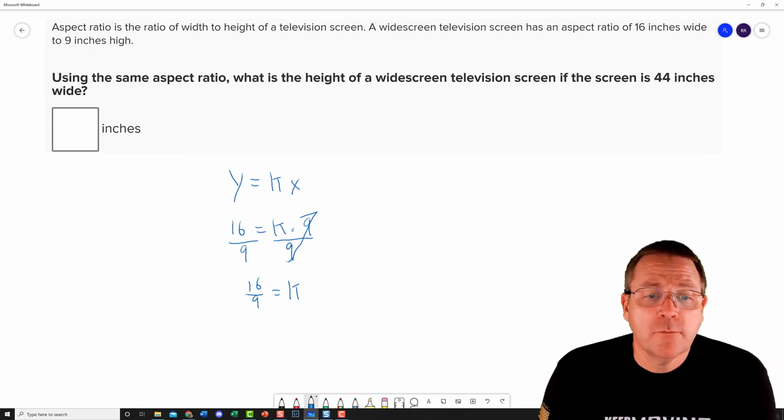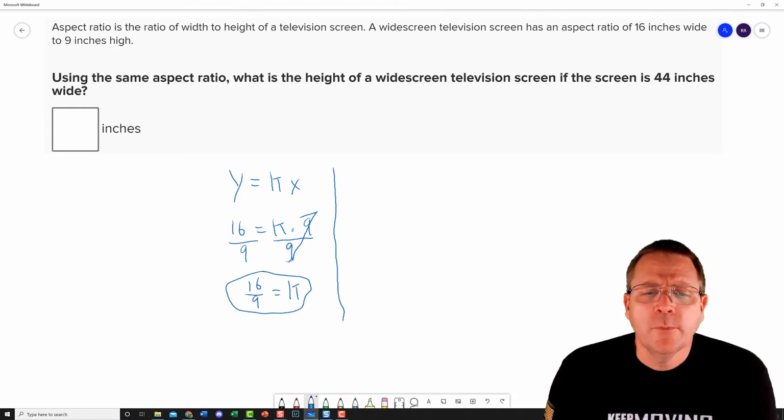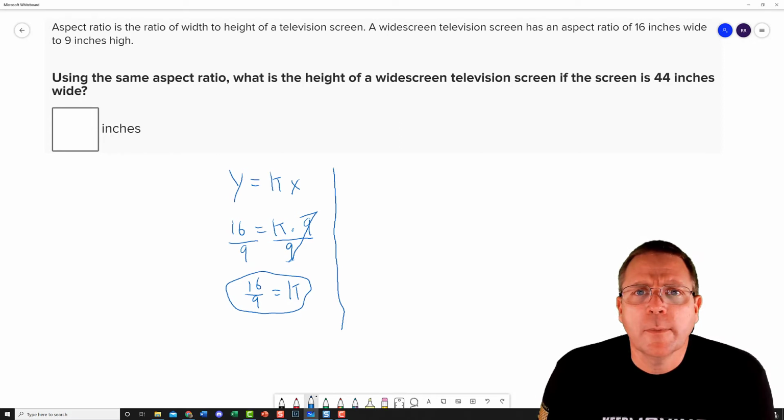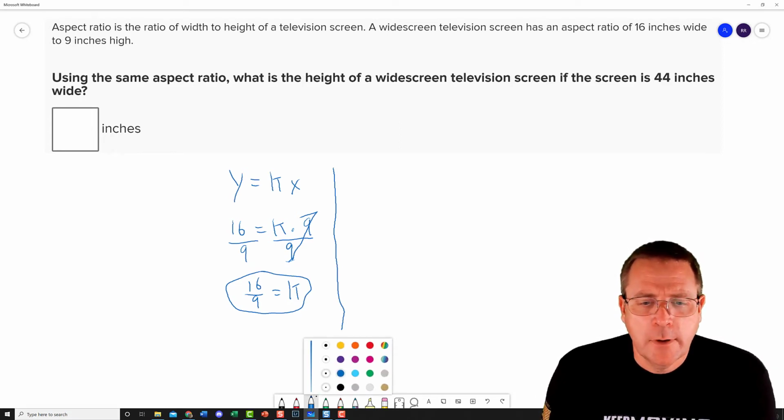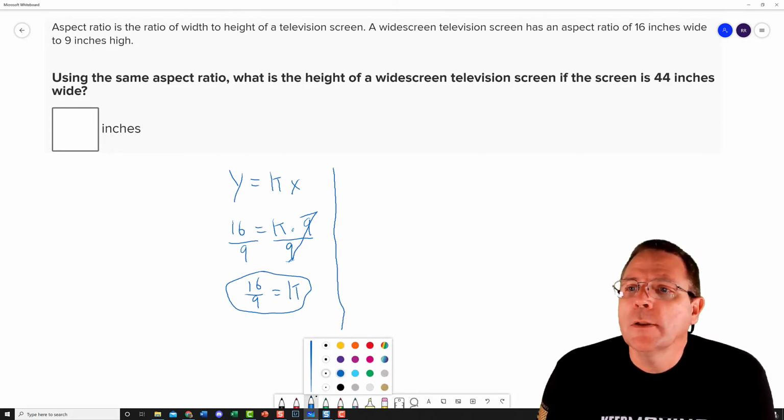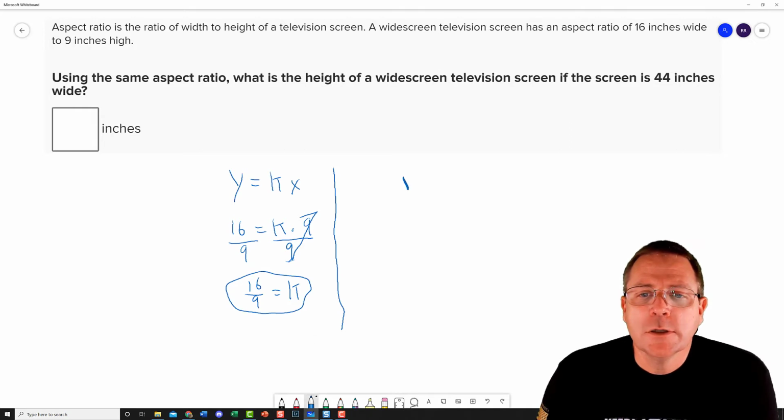No reason to convert this to a decimal. I will circle it, not because it's the answer, but it is an important sub-answer. Next, let's widen up our marker just a little bit. I'm going to set up my equation again.